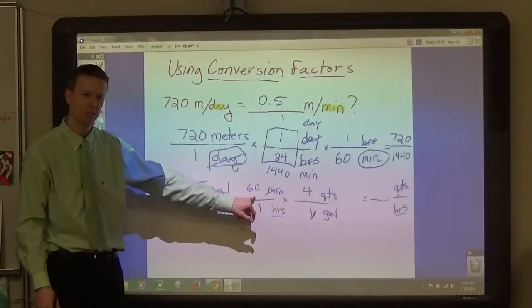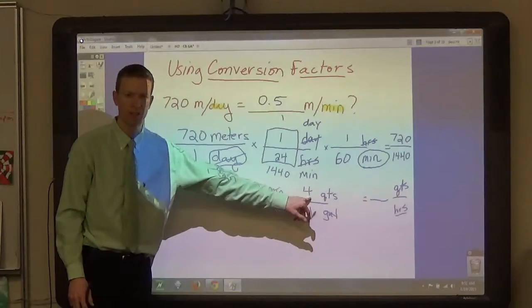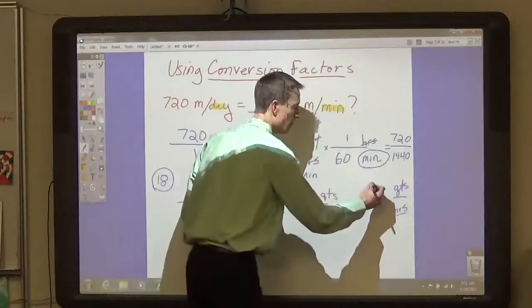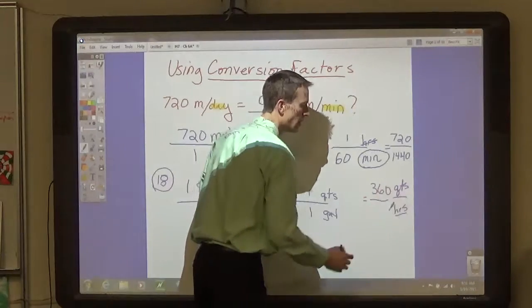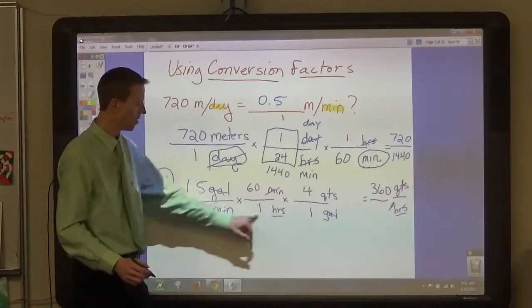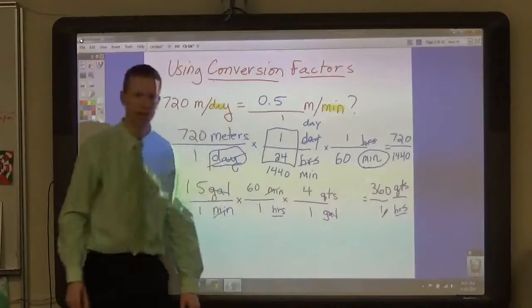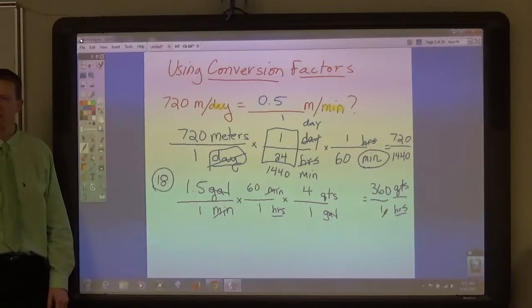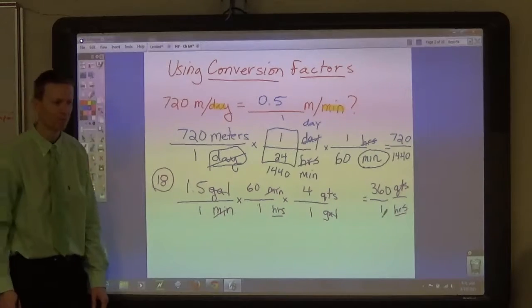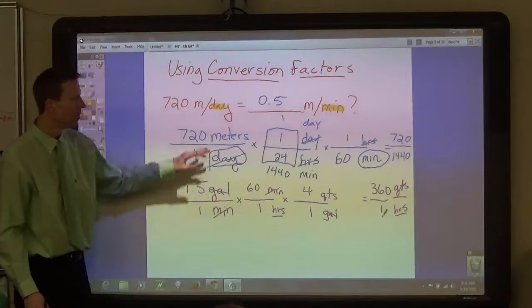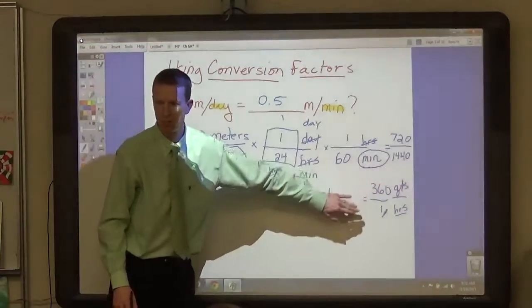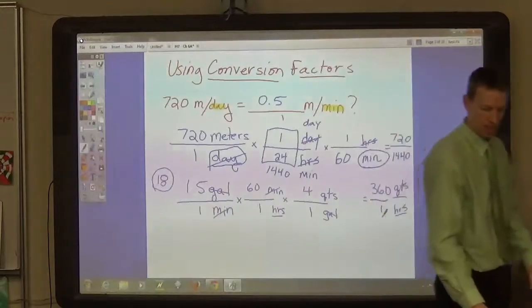1.5 times 60 times 4 is what? 360. Yep. 360 quarts per hour, right? Because these are all just ones. So 360 quarts per hour. Okay? So, use this procedure to change it to the labels that you want. To change it to a different rate. Okay?